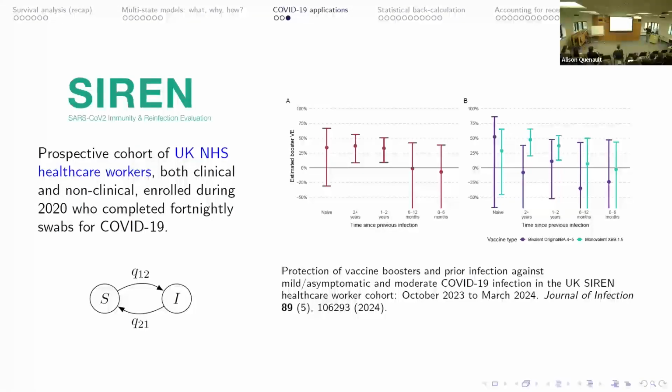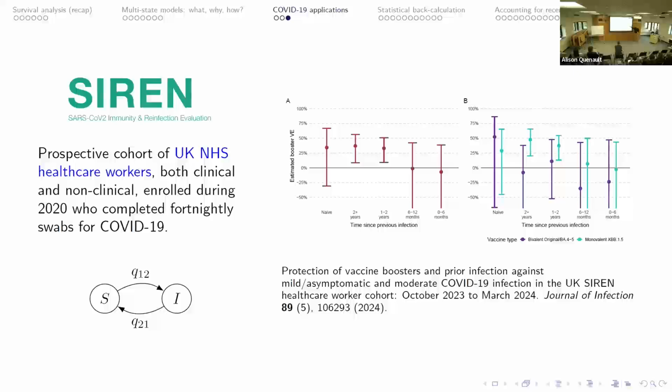Our most recent piece of work on this just came out last month in the Journal of Infection. Here we were looking at the estimated booster vaccine effectiveness. This is overall, depending on whether somebody's had a prior infection within the past 6 months, 6 to 12 months, 1 to 2 years, or two or more years. You can see the effect with booster vaccination is greater for people who've had a longer time since their last infection.